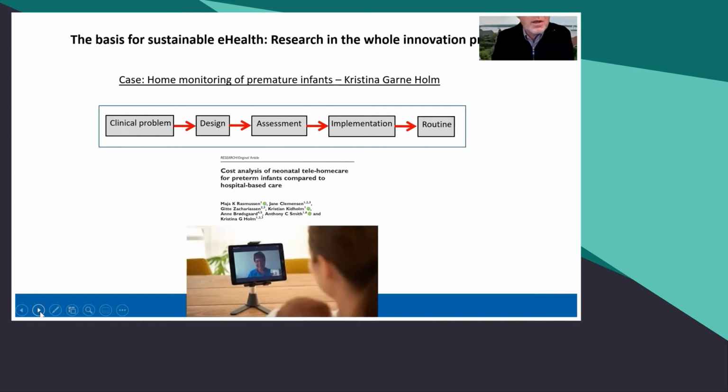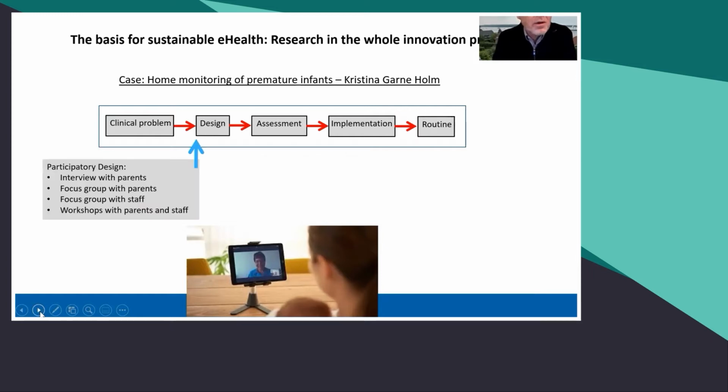So what Christina did, and if you go to the next slide, she started using this approach called participatory design, doing interviews, focus groups, and workshops with parents and with the staff to see what kind of training was needed for the parents, what kind of digital contact they would like to have. And this resulted in a scientific publication, and then they were ready to do the next step.